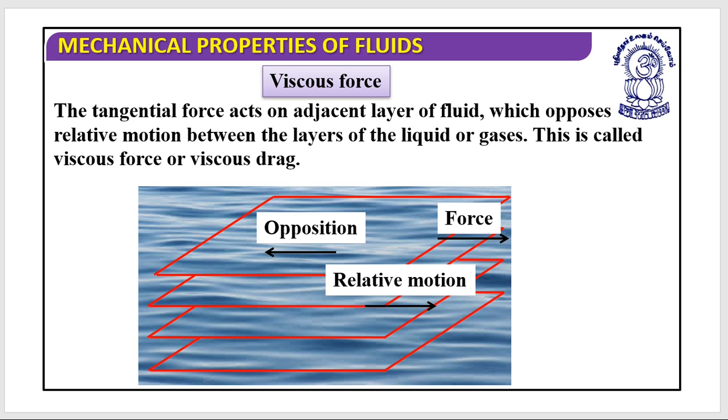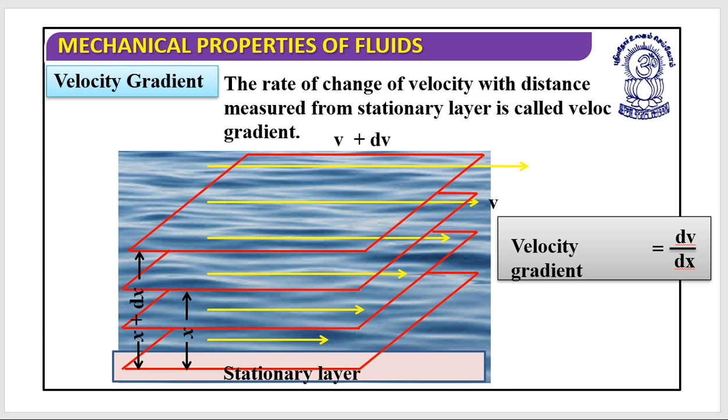Let's have a look. If you see this situation, there is a tangential force acting on the adjacent layers of the fluid, which opposes the relative motion between the layers of the liquid, and the same thing can happen with a gas. This force is called the viscous force, or the viscous drag. If I pull this layer, there is a force of opposition in the opposite direction.